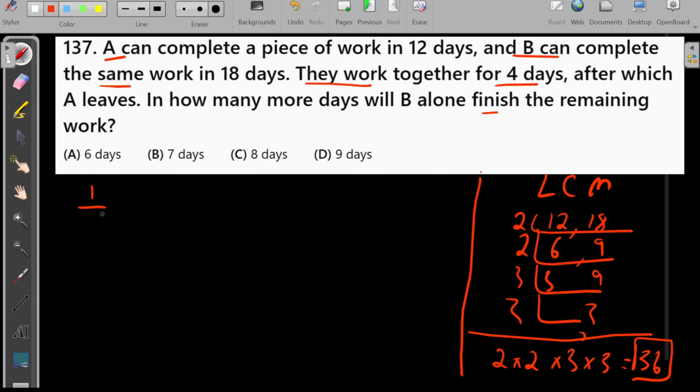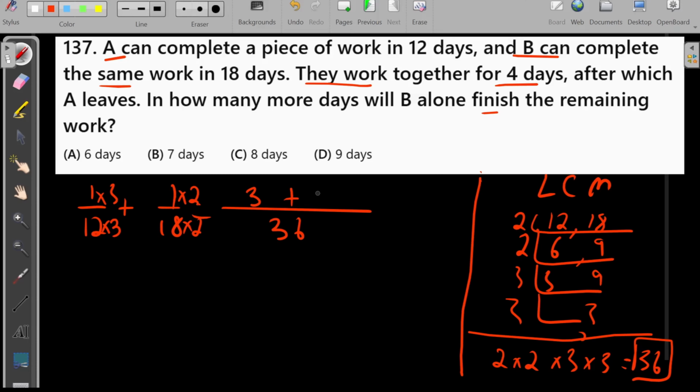So let's do that. 1 over 12 plus 1 over 18, that would give me 36. Now 12 times 3 would be equal to 36, so I need to use the same factor on both the numerator and denominator, which is 3. So 1 times 3 will give me 3. 18 times 2 would give me 36. So 1 times 2, that will give me 2. So I'm left with 3 plus 2 over 36. So if I add those values, I get 5 over 36.